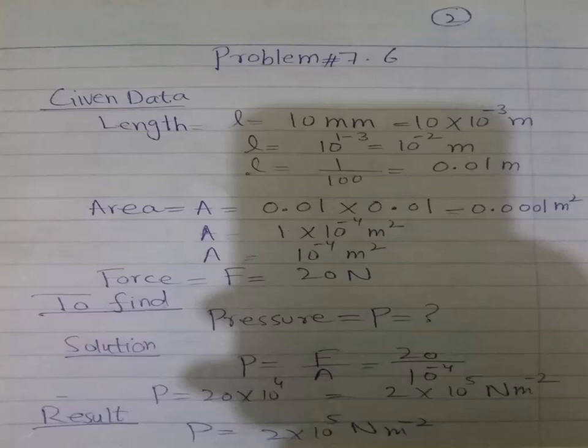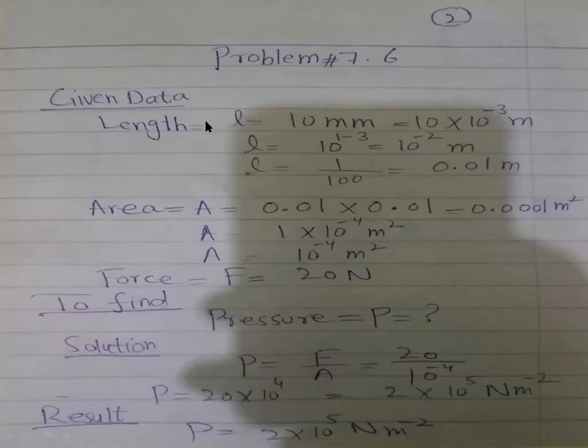I repeat this numerical 7.6 one more time for you. The head of a pin is a square of side 10 millimeter. Find the pressure on it due to force 20 Newton. Since we want to find out the pressure in this numerical, that's why you will use the formula pressure is equal to force per unit area. This is the formula to find the pressure.